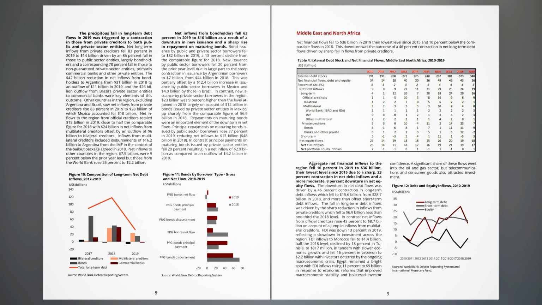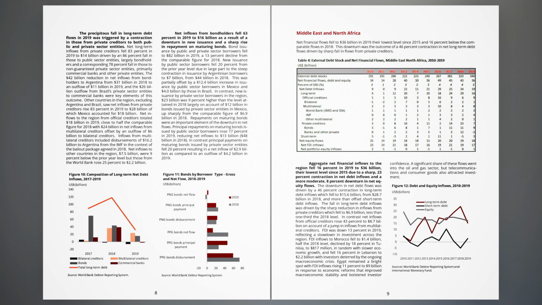The fall in long-term debt inflows was driven by the sharp reduction in inflows from private creditors, which fell to $6.9 billion, less than one-third the 2018 level. In contrast, net inflows from official creditors rose 43% to $8.7 billion on account of a jump in inflows from multilateral creditors. FDI was down 13% in 2019, reflecting a slowdown in investment across the region.